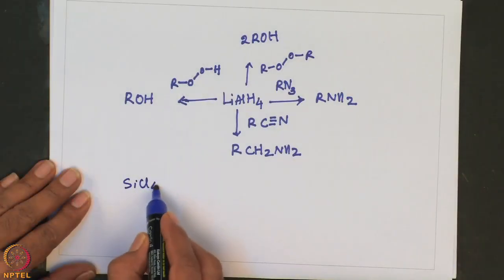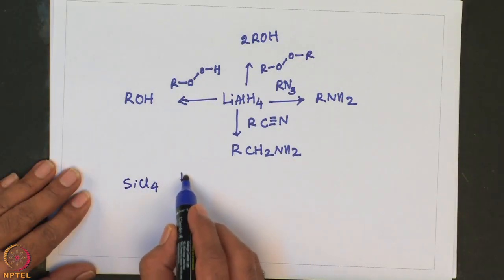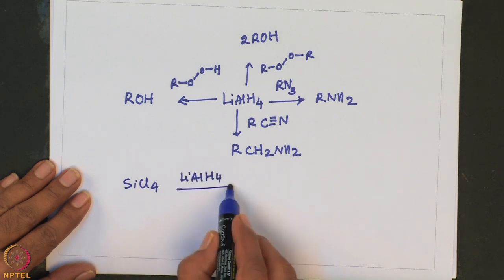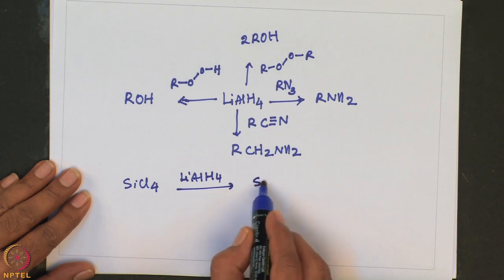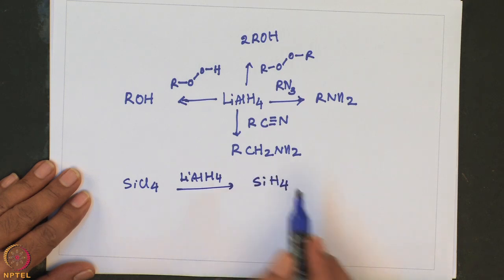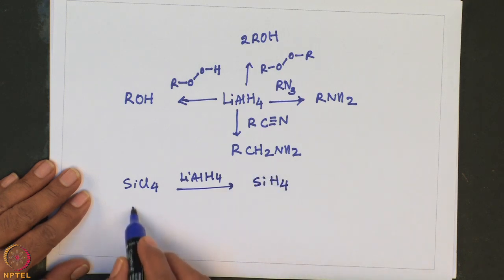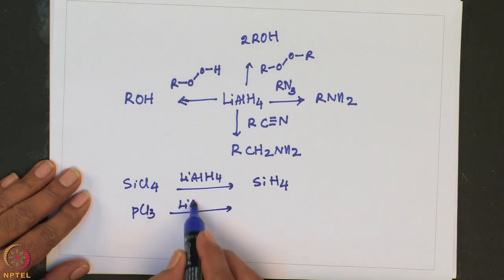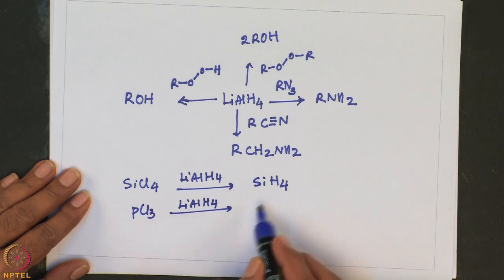For example, SiCl4, when it is treated with lithium aluminum hydride, gives the silane, SiH4. And similarly, PCl3 with lithium aluminum hydride gives PH3.